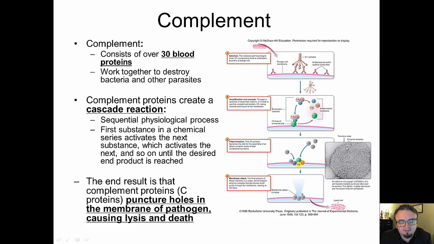So this takes place after you've been exposed to a microbe, but it's considered non-specific because these complement proteins will typically bind to just any kind of antibody here that has tagged a microbe.